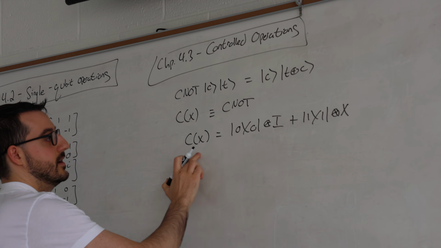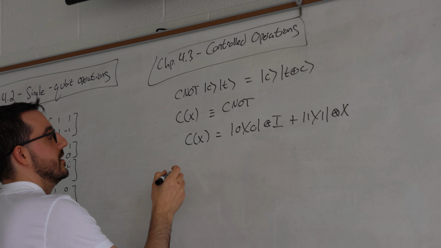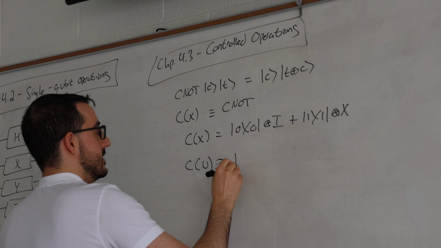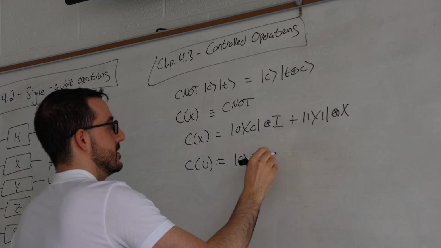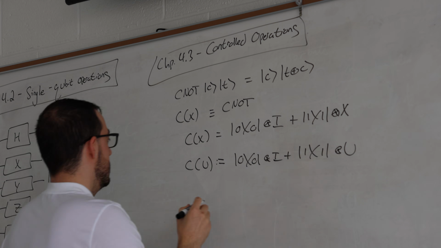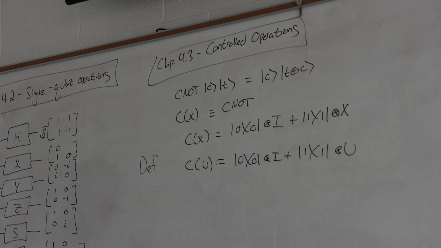And then this one allowed us to generalize the definition to any controlled operation. So we wrote that as a controlled U. And again, it's defined as |0><0| tensor identity, plus |1><1| tensor U. So this is our definition for any controlled single qubit operation U.